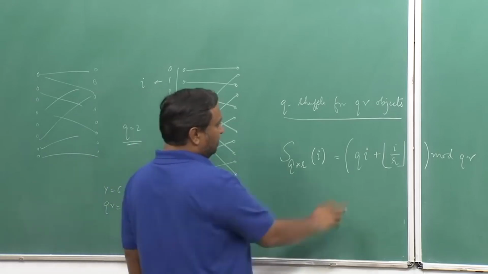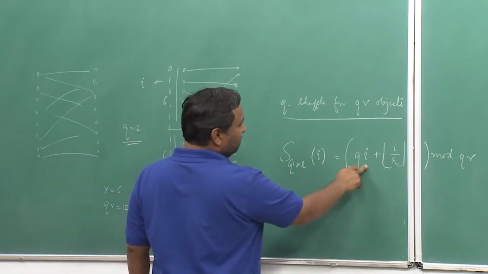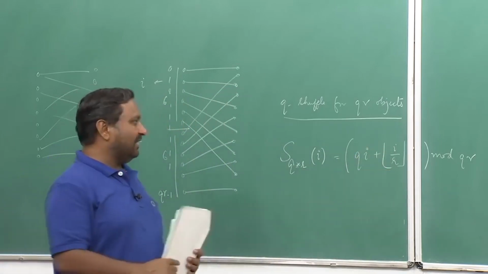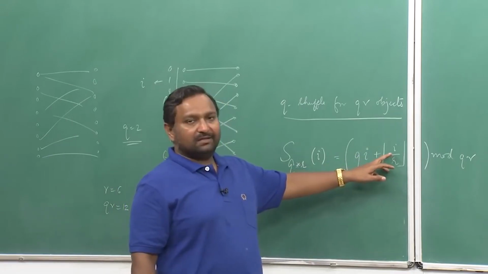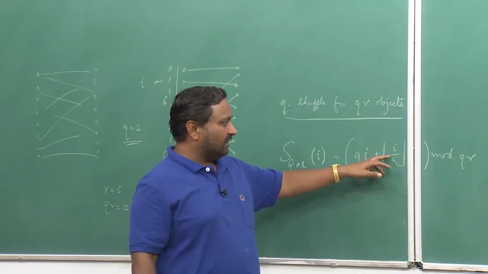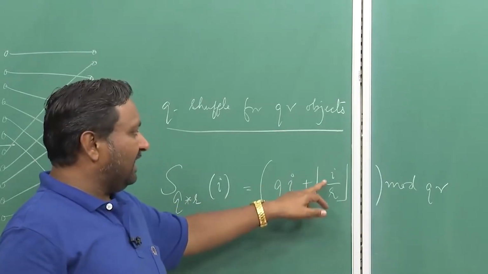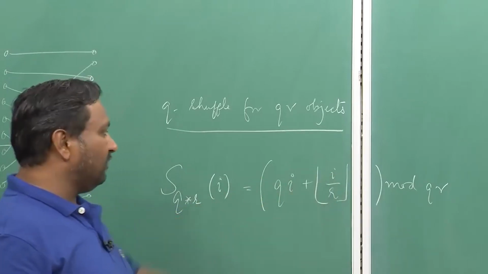So if I is 0, then 0 into 2 gives me 0, and this is a floor function. Unless the I value actually crosses 6, I do not bother. When I is smaller than R, this value will be 0. When I is greater than R but less than 2R, it will be equal to 1. It is a floor function.